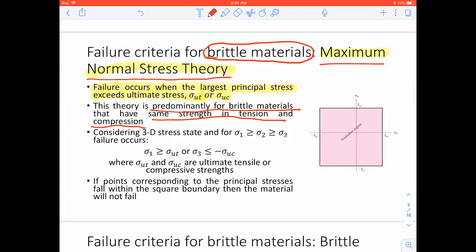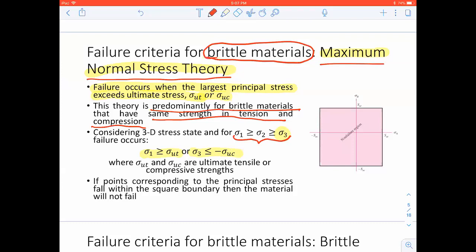Now, always keep in mind what you will follow: sigma 1 is always considered greater than sigma 2, and sigma 2 is always greater than sigma 3. Based on this failure criteria, failure will occur if the first principal stress is greater than the ultimate tensile strength, or if sigma 3, the lowest one, is less than or equal to minus sigma UC. UC is the compressive strength.